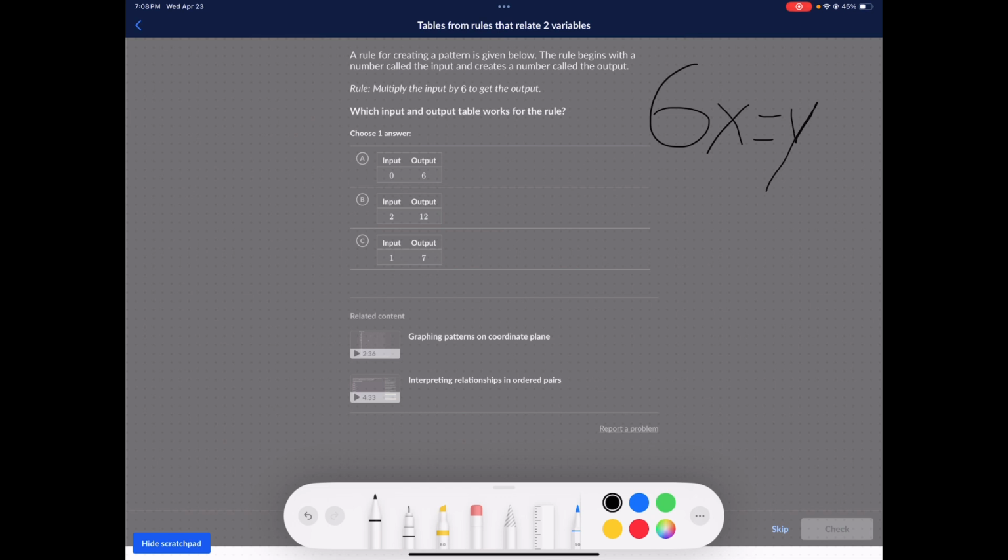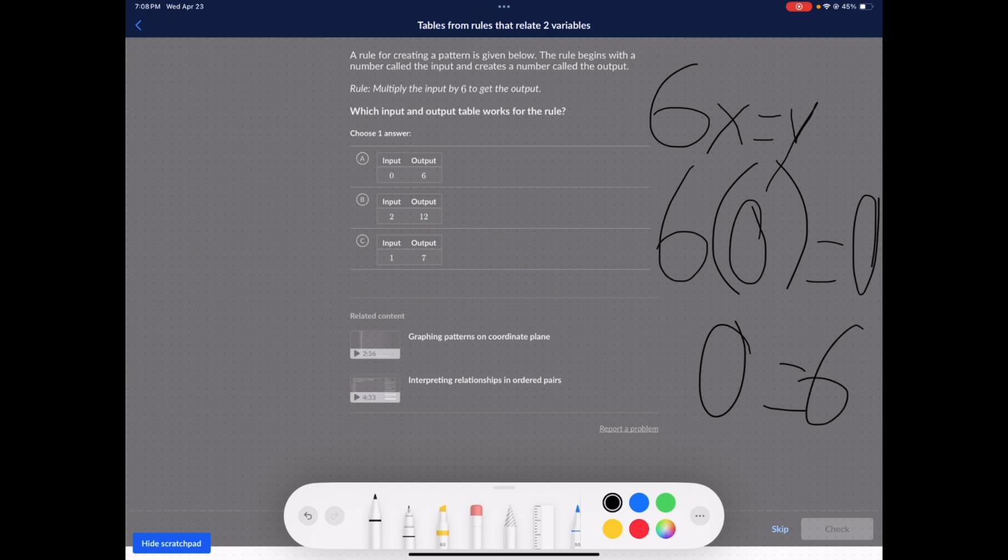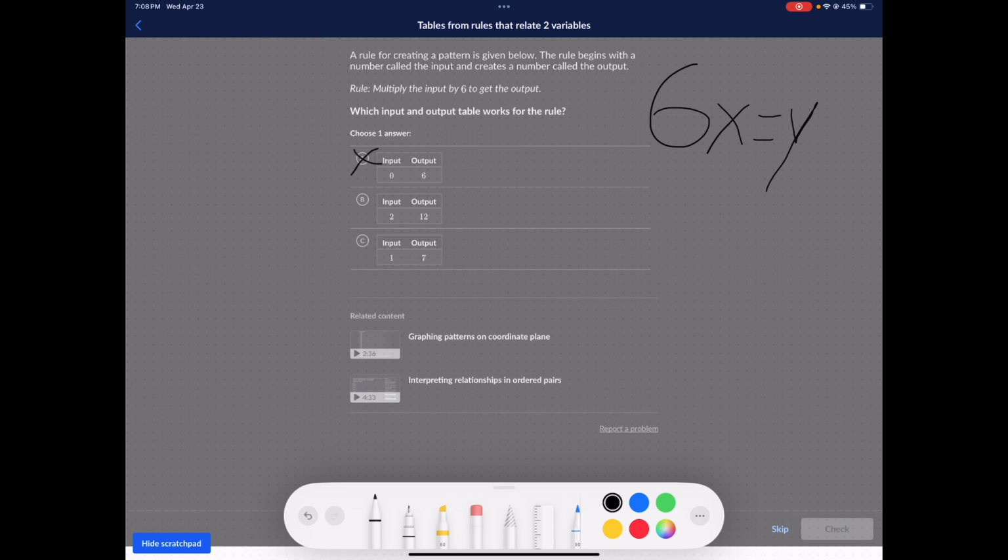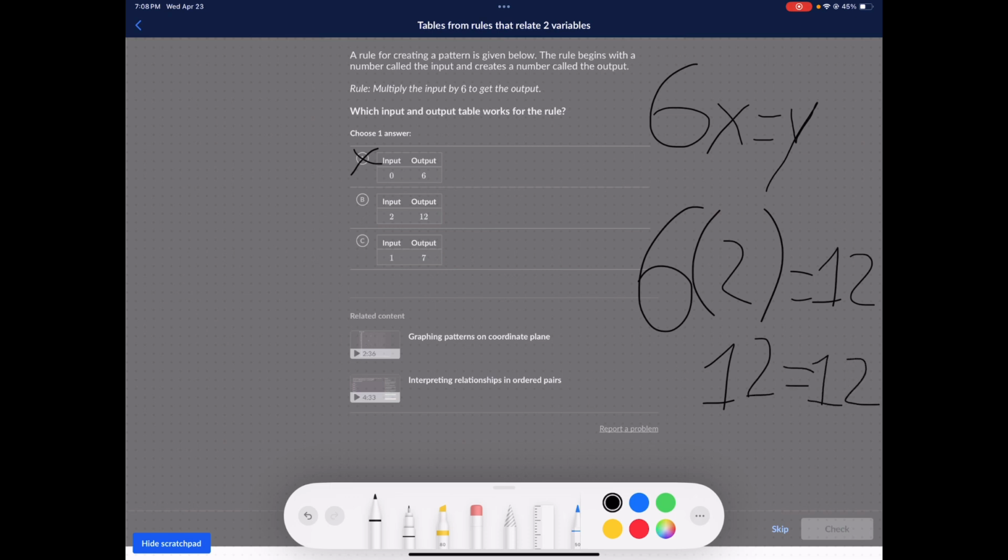So, if we plug in 0 for x, well, first of all, anything times 0 is equal to 0. We know that. Now, is that equal to our output? No, our output is 6. A is not our answer. Okay, option B. If we plug in 2, what will be our answer? 12. And is that equal to our output? Yeah, 12 and 12. Very, very good. It means B is our answer. We don't have to, but we can check.